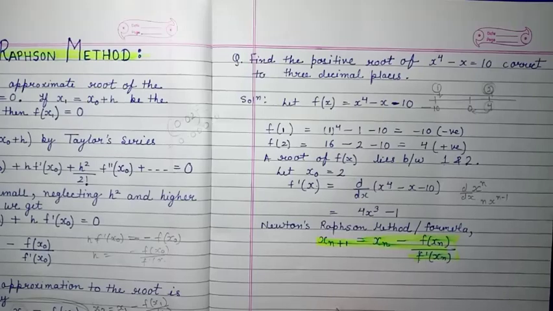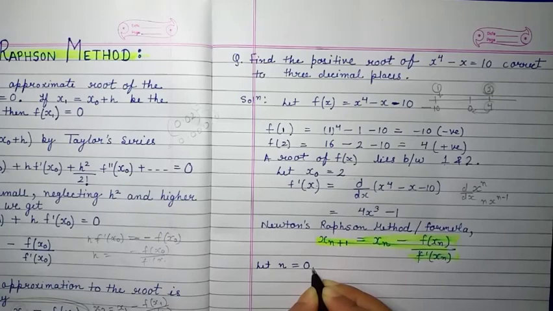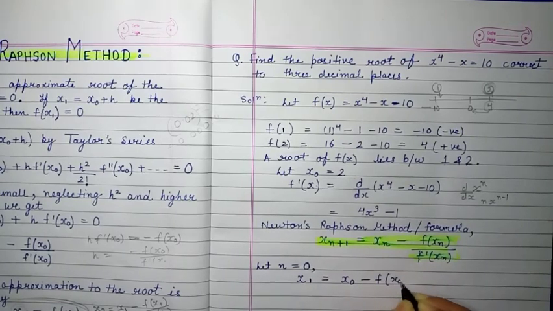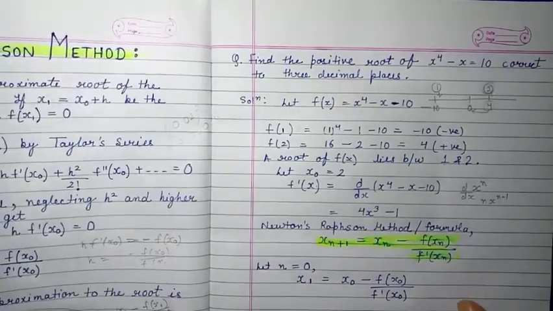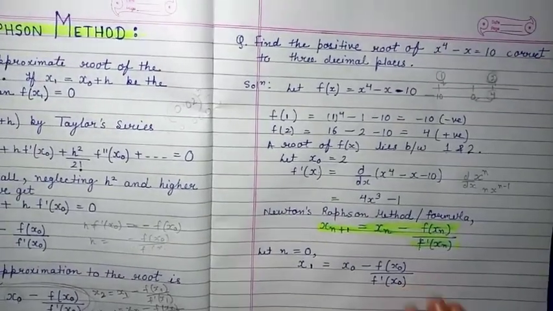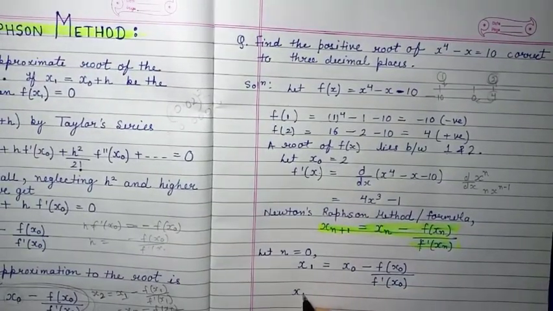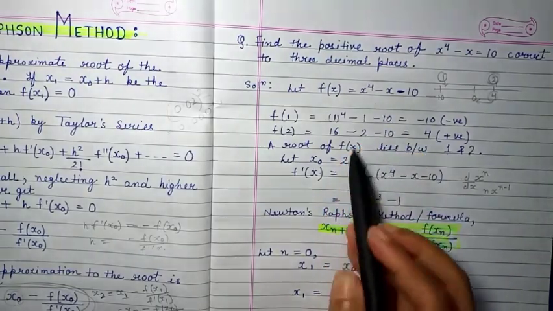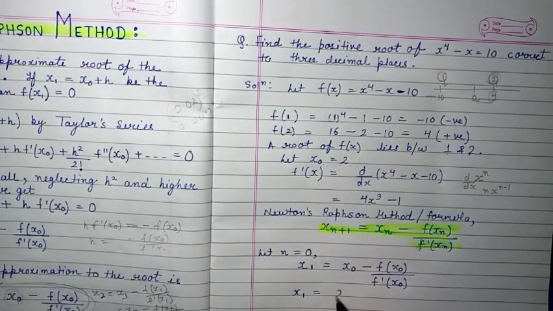Now first we have to find the first approximation. So let us put n equal to 0. Then it becomes x1 equal to x0 minus f(x naught) divided by f dash x naught. How will we find the value of this? x naught is already 2, so we put x1 equal to 2 minus f(2) divided by f dash 2. So how will we find this?